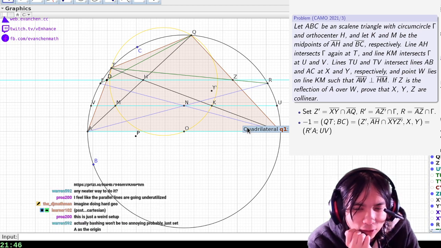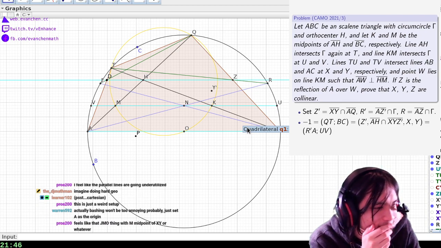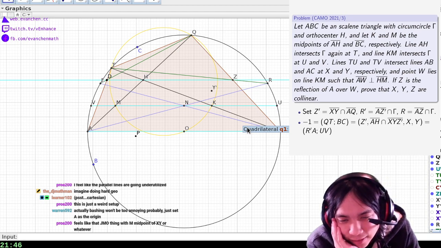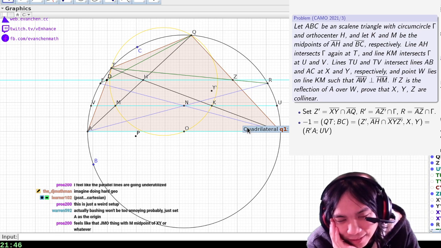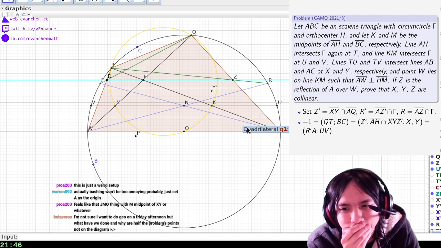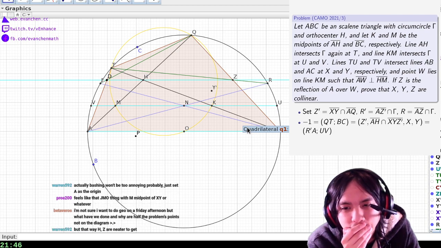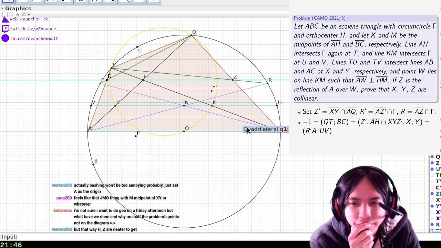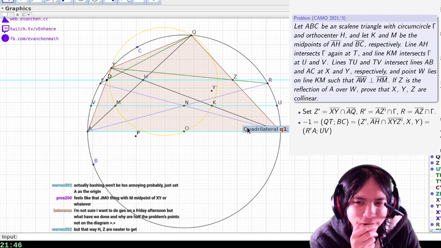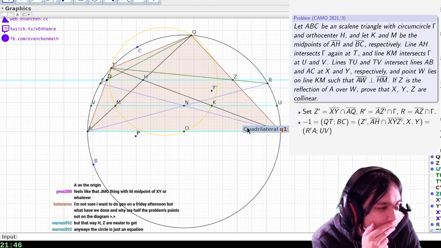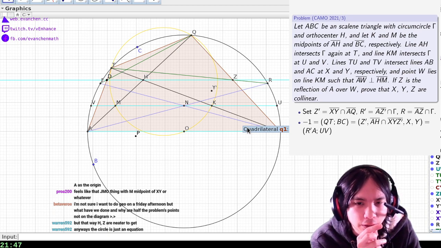Just say A is the origin? No. O should be the origin, right? You want A? Like A prime AQ? Actually, maybe that's, I don't know. H is a... I feel like H and Z are neater to get. Only Z is neater, right? But you need T. I don't know. No, I've been planning to not use the circle at all.